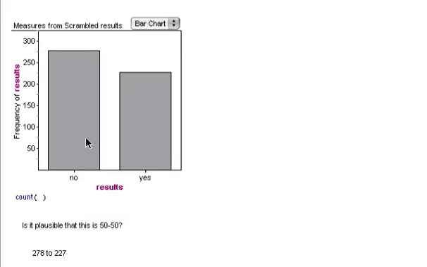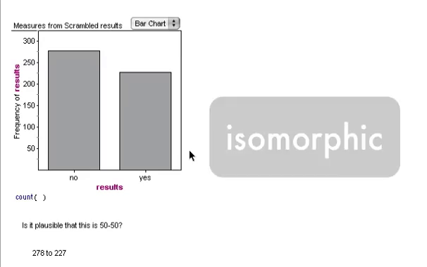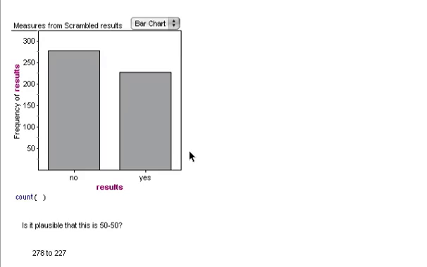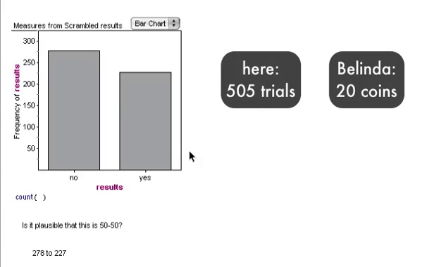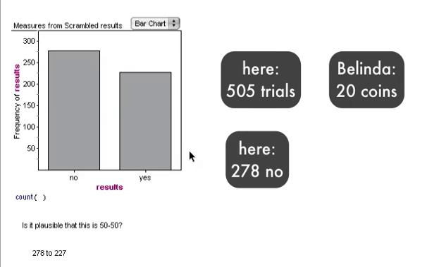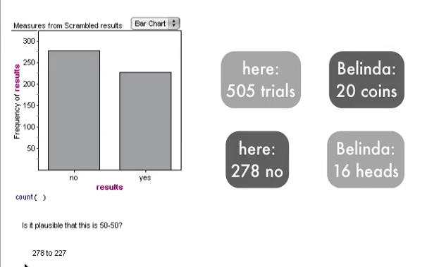And the thing to note is that this problem is identical to the Aunt Belinda problem. It just has different numbers. So these problems are called isomorphic, a fabulous word, but the point is they're structured exactly the same, except here we have 505 cases. In Aunt Belinda you had 20. Here there are 278 of the large ones, and in Aunt Belinda there were only 16. We can use exactly the same technique.